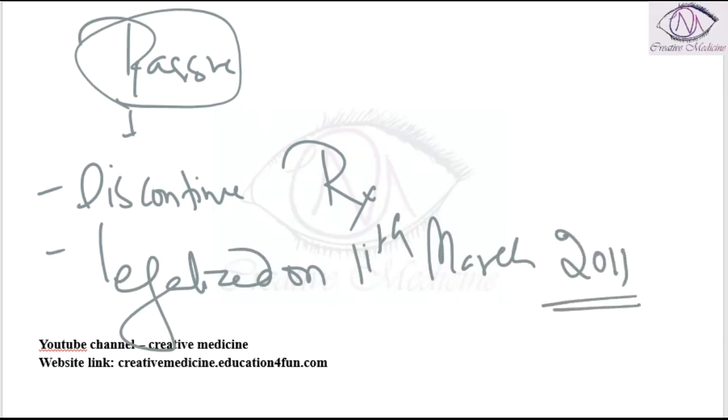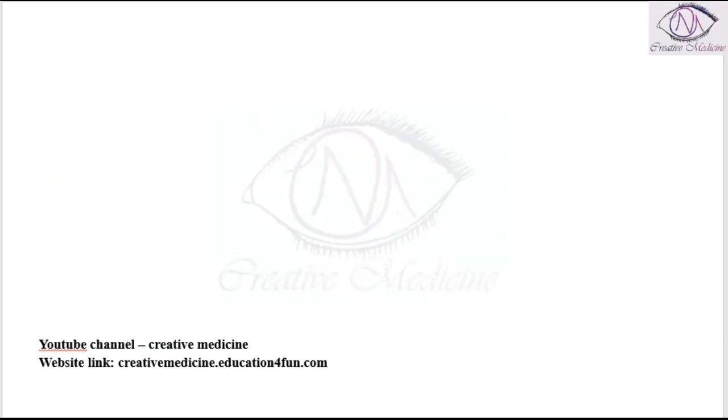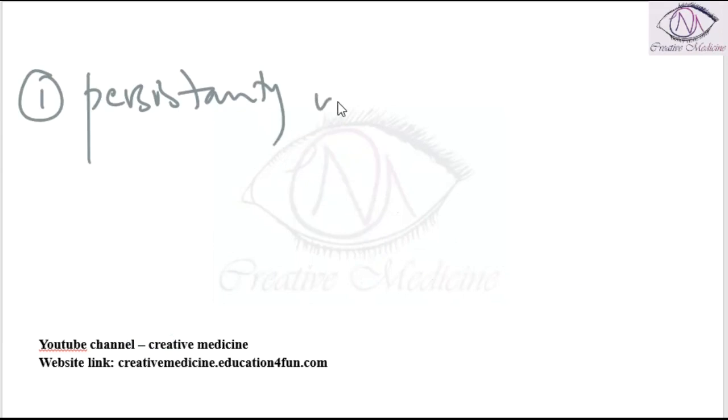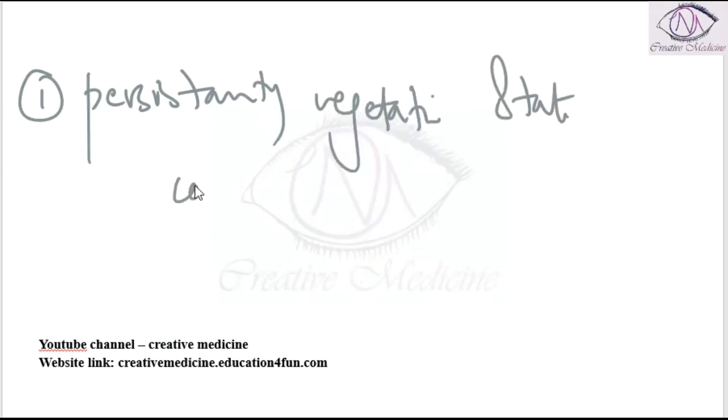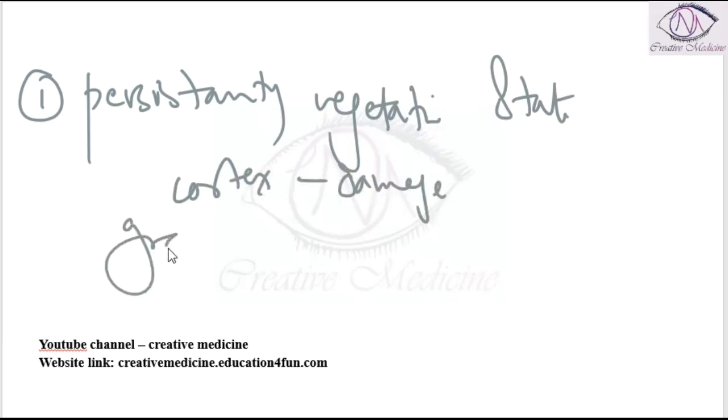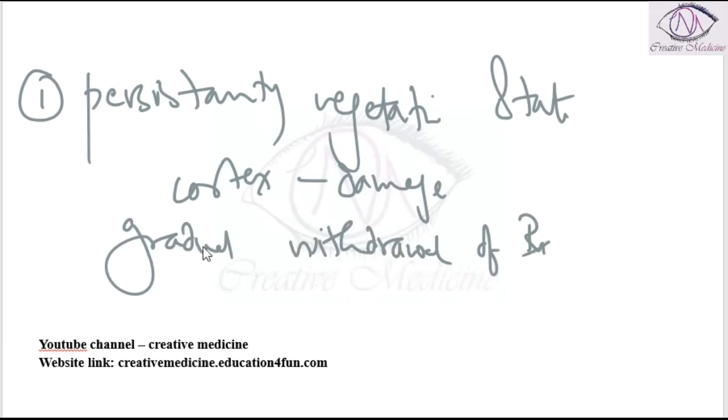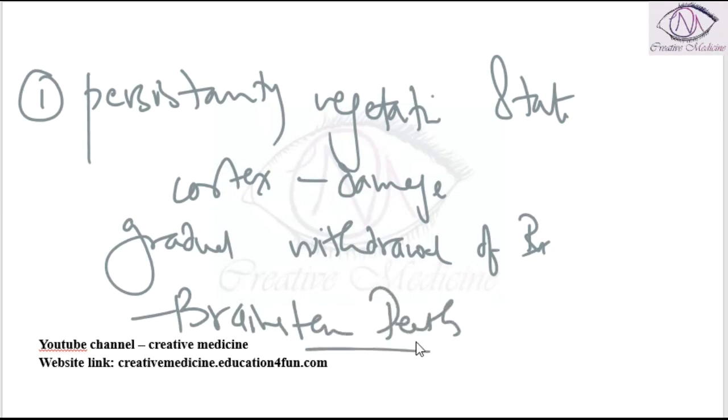Passive euthanasia is legalized under two conditions. One, when the person is in a persistent vegetative state, that is, the cerebral cortex is damaged, the patient is unconscious and there is no chance of coming back into consciousness. Gradual withdrawal of nutrients and treatment is allowed in passive euthanasia. Two, in case of brain death, that is brainstem death, where none of the reflexes are present, passive euthanasia can be done by removing the support system.